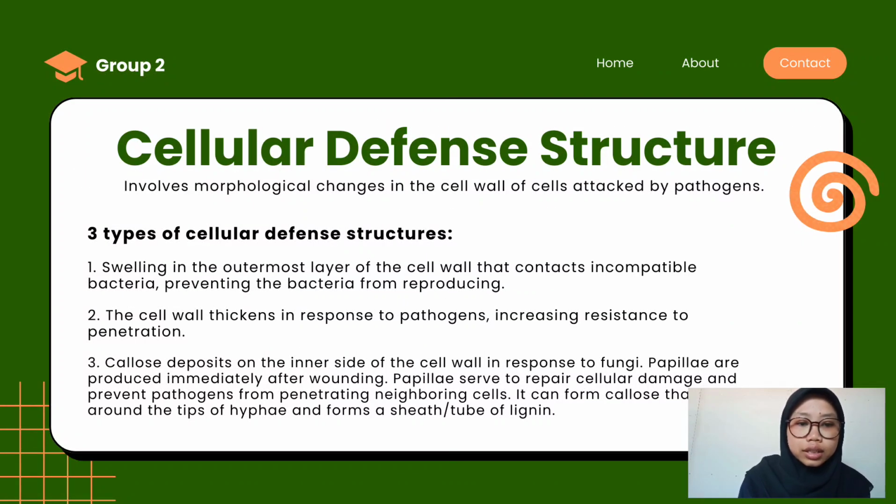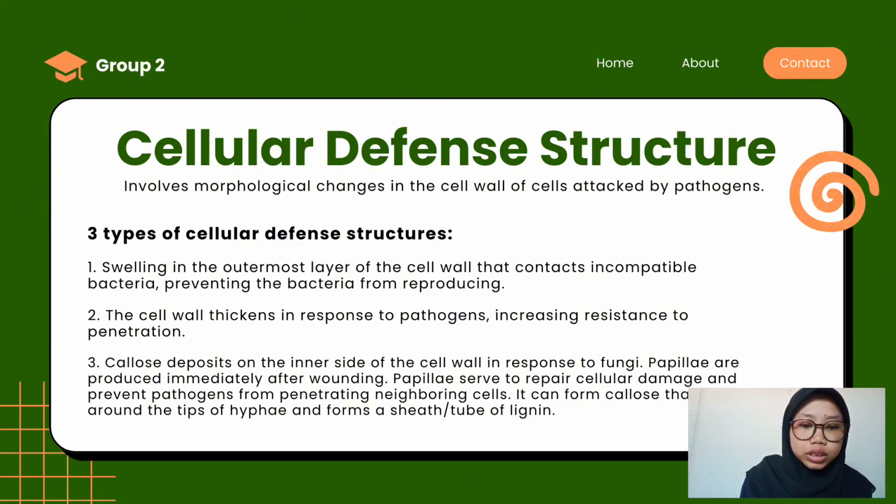Next, cellular defense structure will involve morphological change in the cell wall of cells attacked by pathogens. There are 3 types of cellular defense structure. Number 1, swelling in the outermost layer of the cell wall that contacts incompatible bacteria, preventing the bacteria from reproducing. Number 2, the cell wall thickens in response to pathogens, increasing resistance to penetration. Number 3, callose deposits on the inner side of the cell wall in response to fungi.